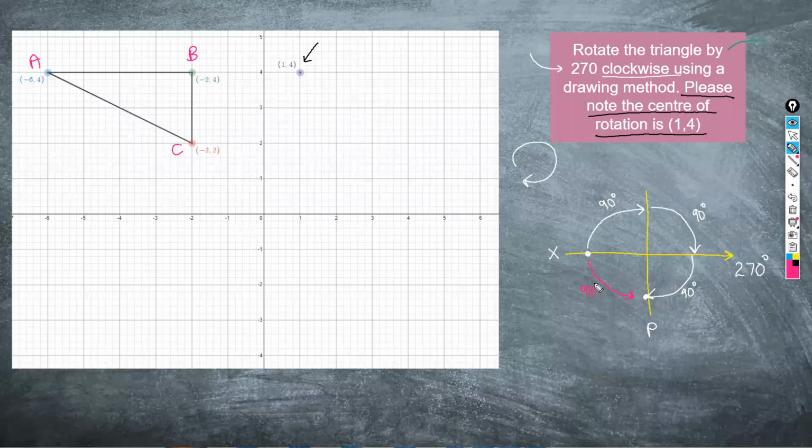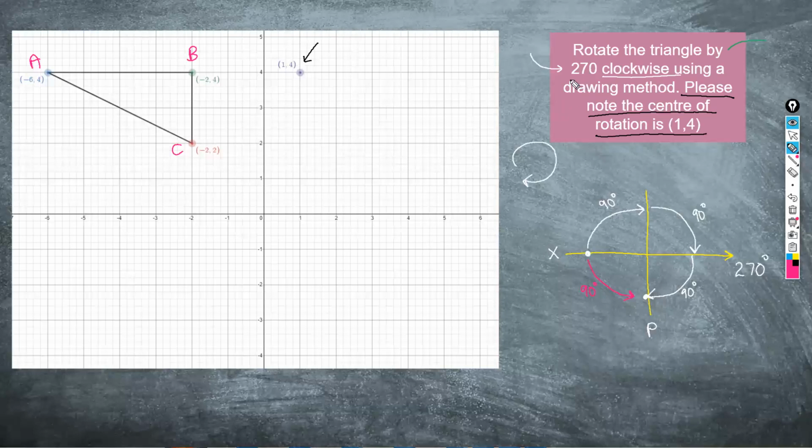So if we chose 90 degrees anti-clockwise, we would have still ended up at P. In other words, this is what I'm trying to say. Rotating 270 degrees clockwise is the same exact thing in maths as going 90 degrees anti-clockwise. Because at the end of the day, we end up in the same exact position.